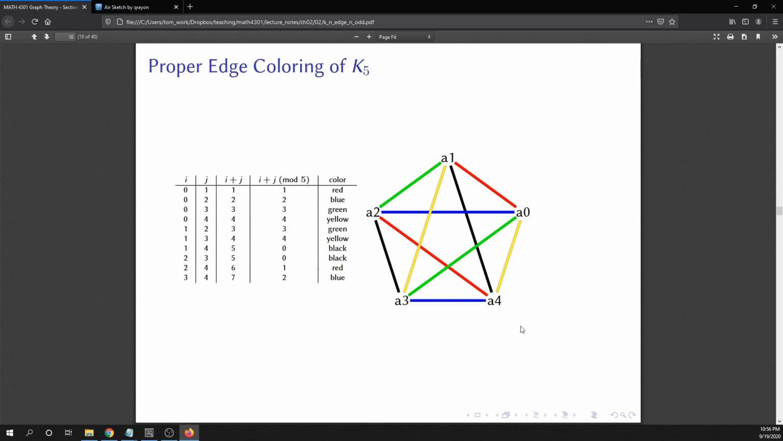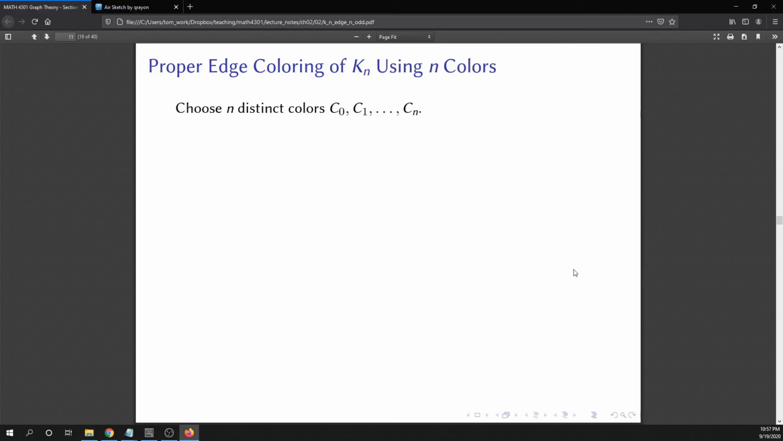All right, so that's the idea behind it. You can see that's a pretty slick way of doing it, right? So now what we want to do is prove that we can basically follow that same pattern for K sub n, using n colors.